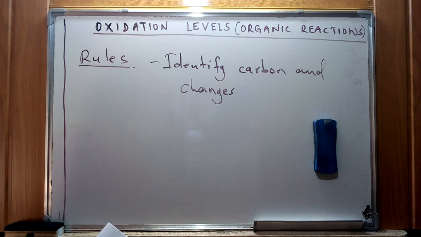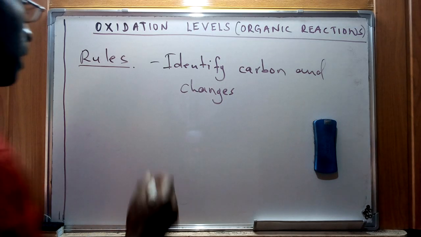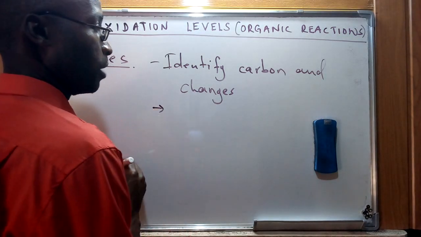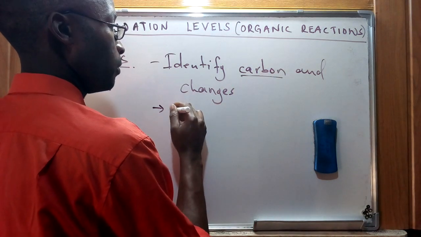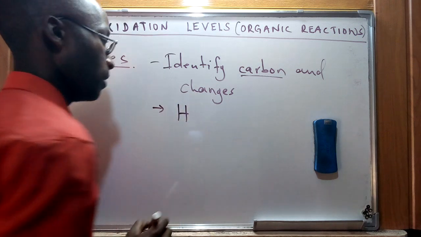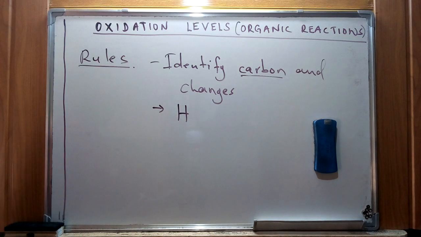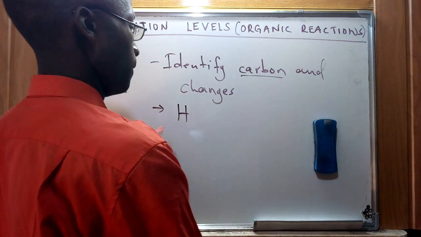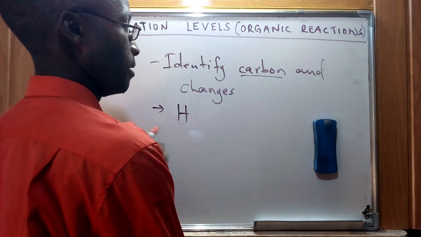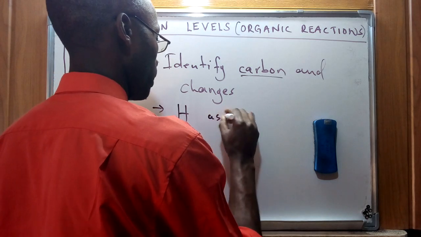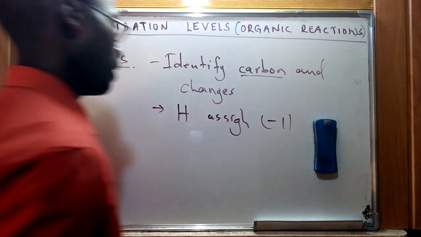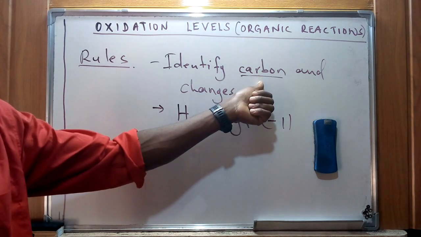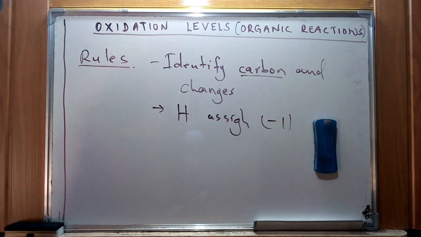For the first case, different atoms are going to be attached to the carbon atom in the reaction, and we have seen that hydrogen is one of the most common atoms attached to these carbons. So in any case, if hydrogen is attached to a carbon, we are going to assign a charge of -1. For any hydrogen atom that is attached to carbon, we assign a charge of -1.